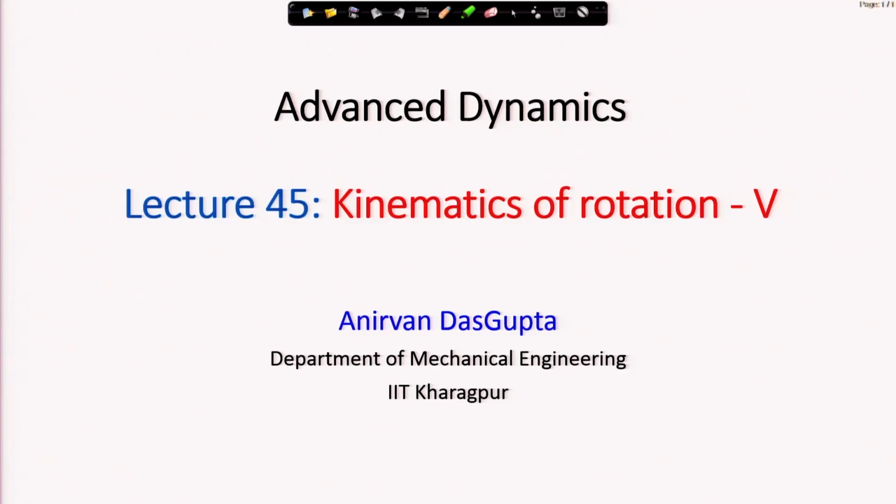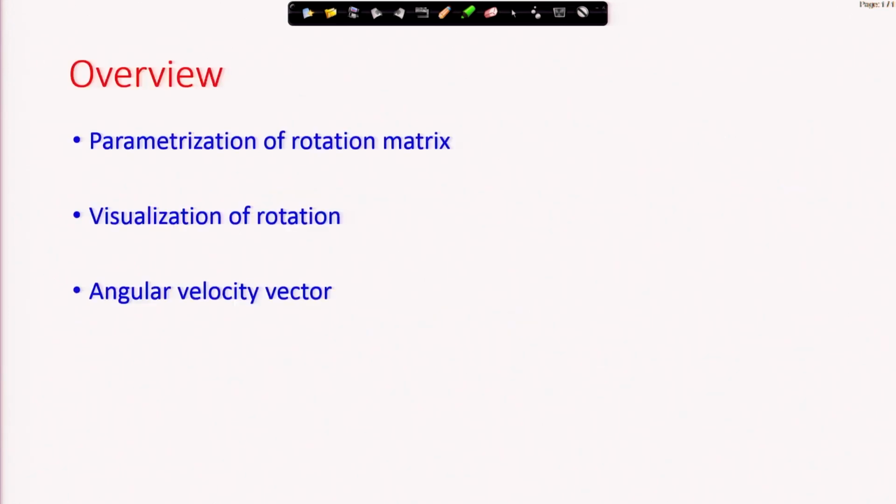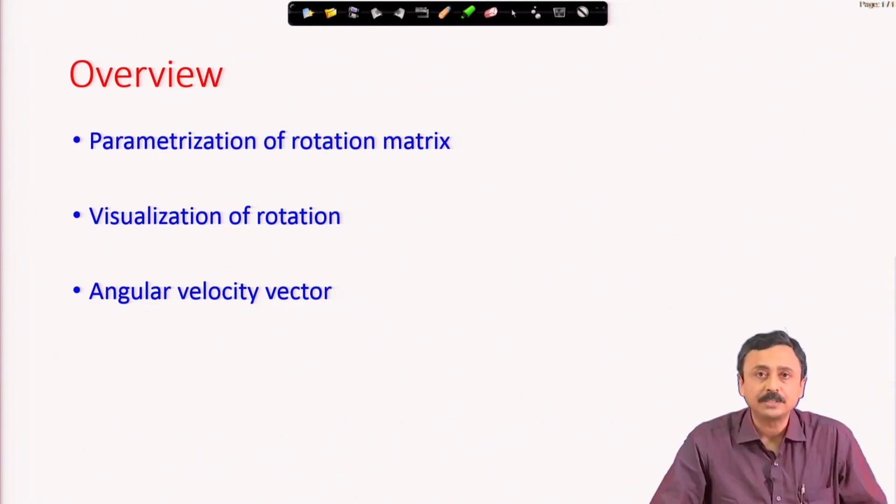In this lecture, we are going to continue our discussions on kinematics of rotation. We were discussing parametrization of the rotation matrix and visualization of rotation. Here we will also look at the representation of angular velocity vector, and we are going to represent the angular velocity vector in terms of the parameters, the rotation parameter rates.